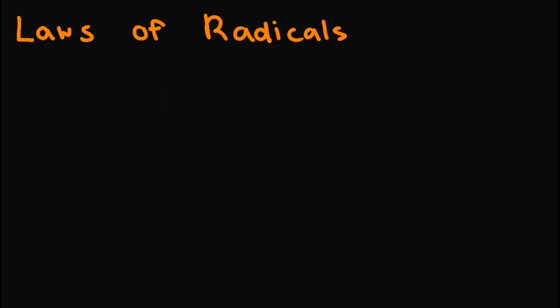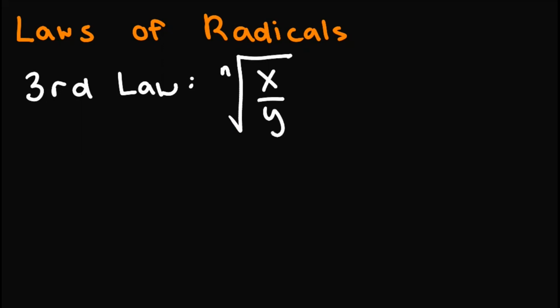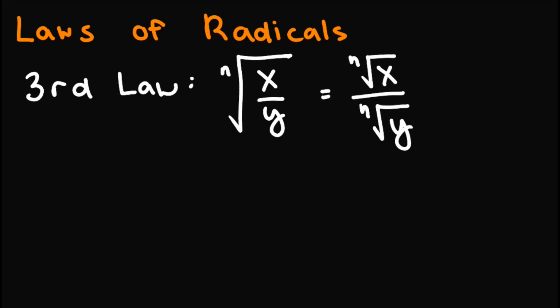Let's have the third law. The third law states that if we have the nth root of x over y, this one is equal to the nth root of x over the nth root of y. So this is like the power of a quotient in laws of exponents. So we prove this.